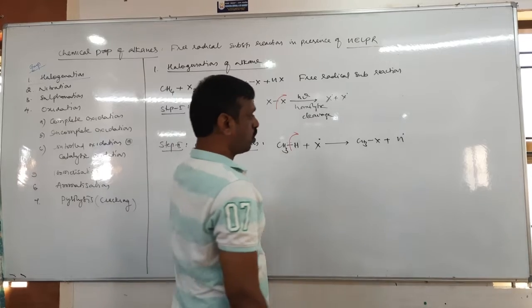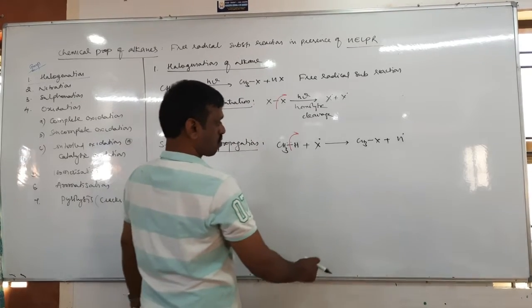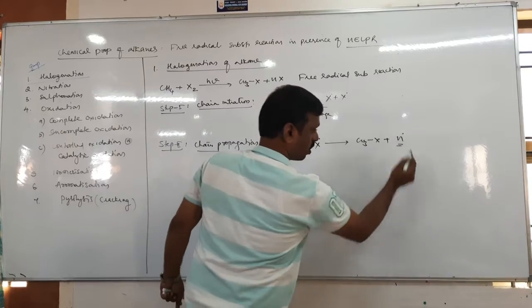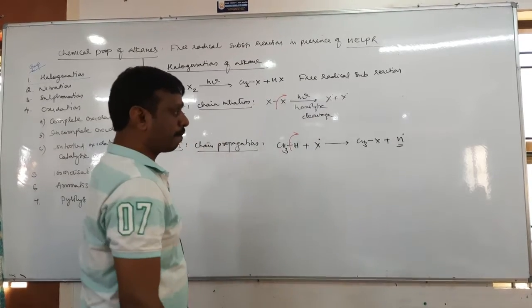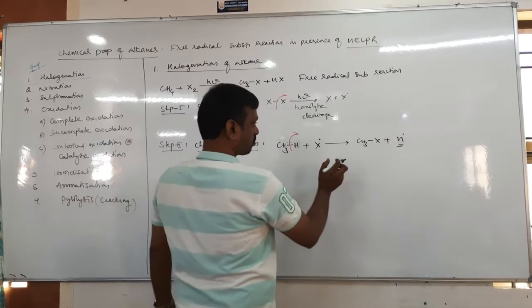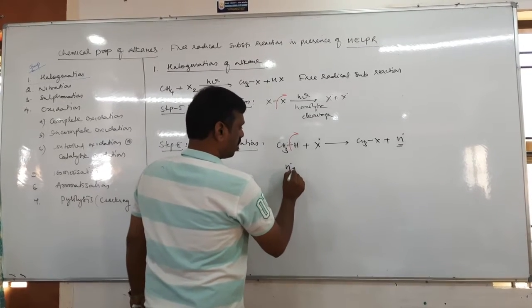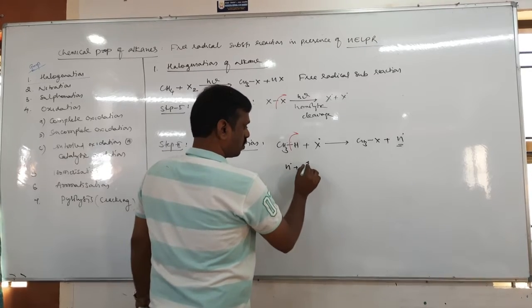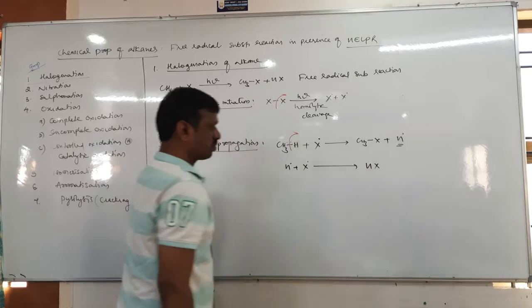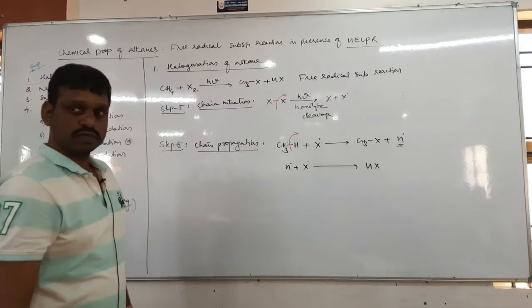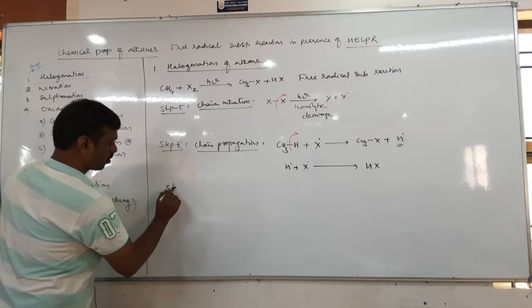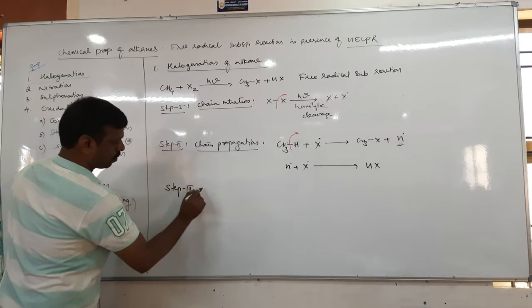Next what happened? Next, there is a hydrogen free radical. It reacts with what? X free radical. What does it form? HX. Okay, next is step 3.